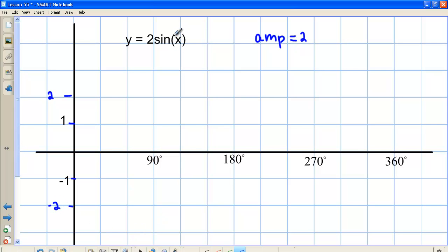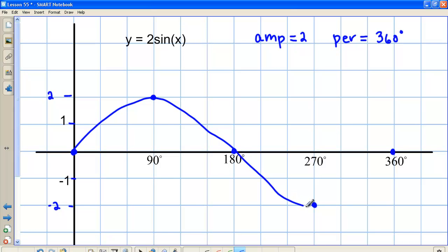Now, since there's no multiplier on my angle, that means the period's going to be the normal 360 degrees. So sine begins at 0, goes to the max, back to 0, min, and back to 0. So I can see one complete bump followed by a dip.